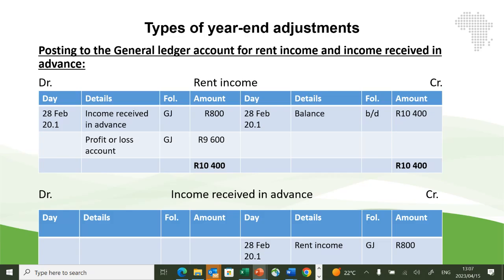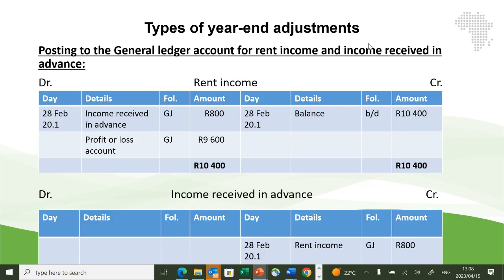What will happen if they ask you to prepare the general ledger account? Preparing a general ledger account becomes very easy when you know what to debit and credit. Rent income increases on which side? On the credit side, and reduces on the debit side. We're told we have already received 10,400, so on the credit side we write that 10,400. Then the adjusting journal entry we did at year end: we debit the rent income, because we need to reduce that 10,400 by the 800 that does not belong to the current financial period.